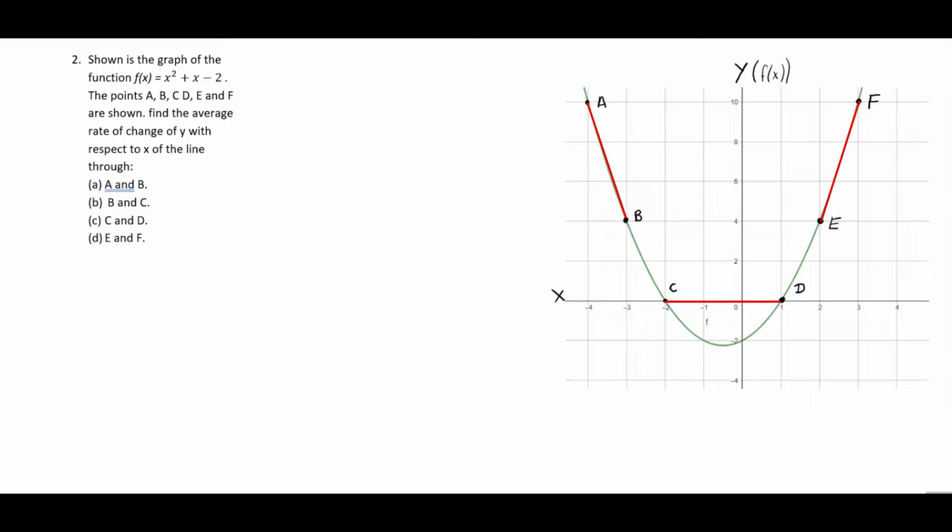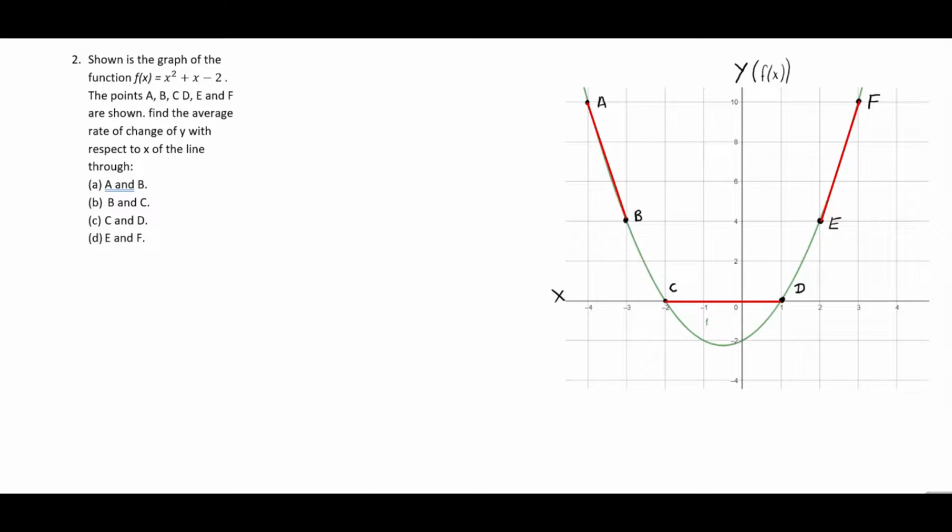So you can see that actually A and B is going to give us a pretty good approximation, because it's so close to the curve, but not an exact one. And that's what we'll be using calculus for, to find the change at an exact point. But we'll just begin by looking at this.